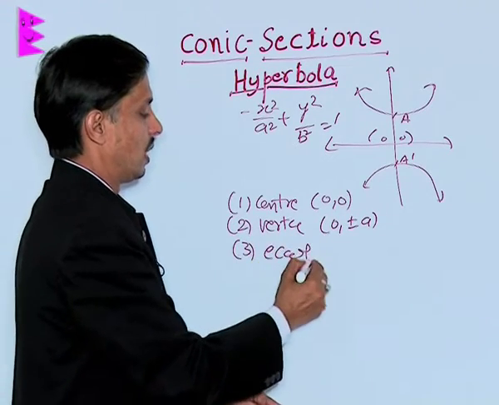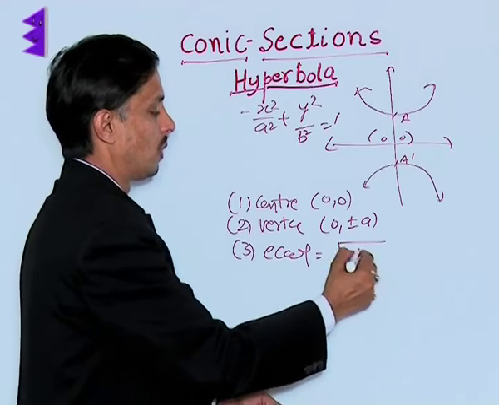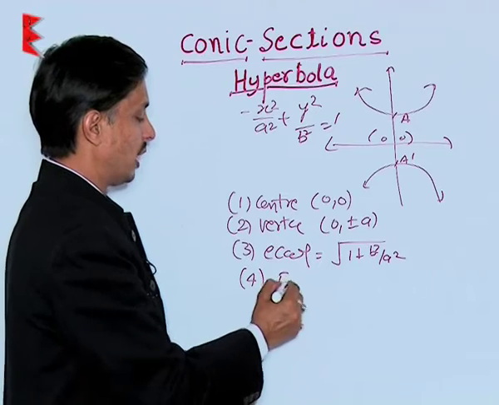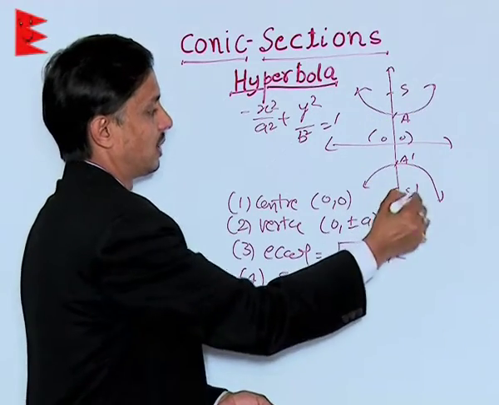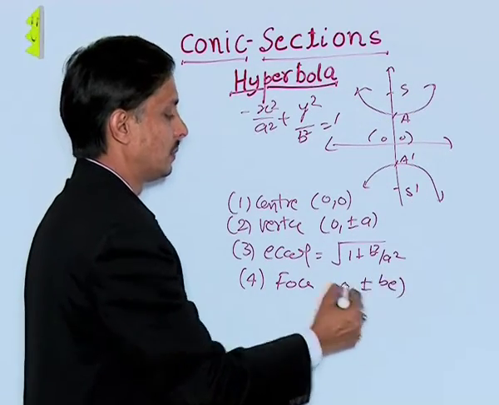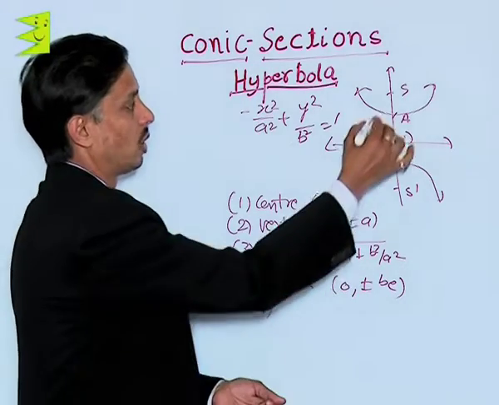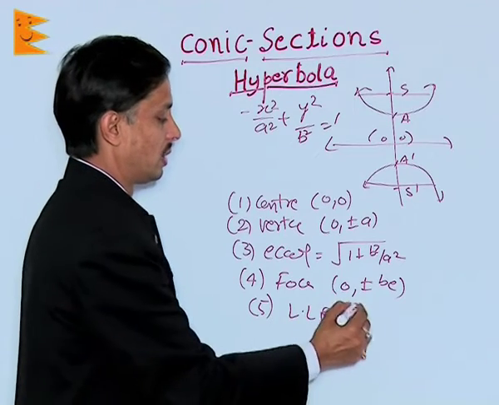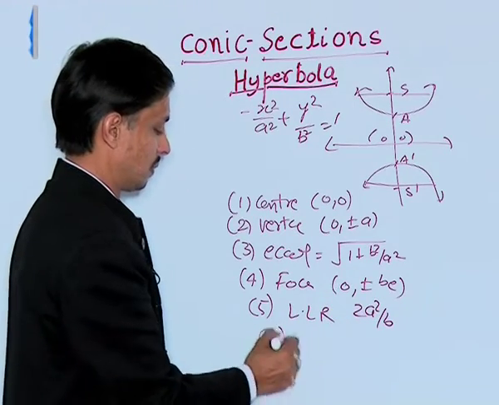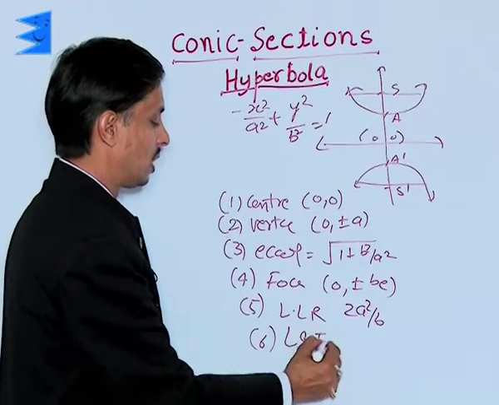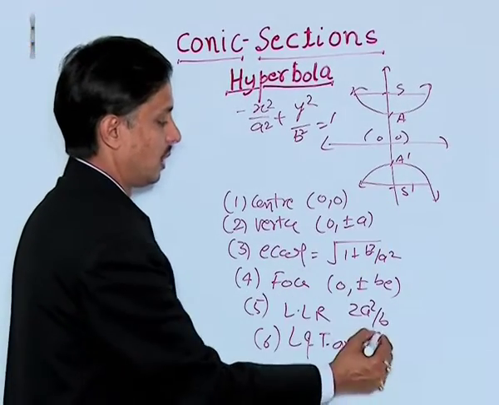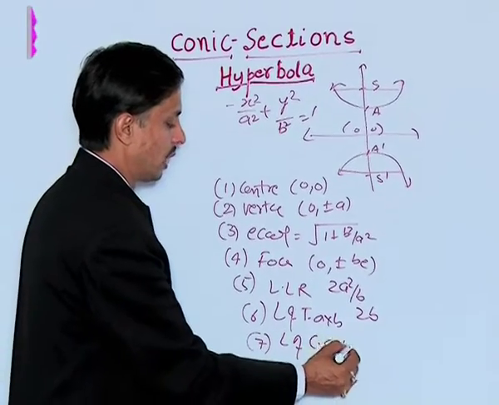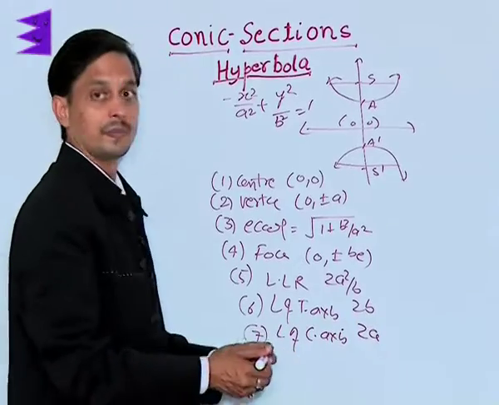Then eccentricity, root of 1 plus b square upon a square. Then the coordinates of the foci, S and S dash, on the y-axis are 0, plus minus be. Then the length of the latus rectum, LLR, is given by 2a square upon b. Then the length of the transverse axis in this case is 2b, and the length of the conjugate axis is given by 2a.